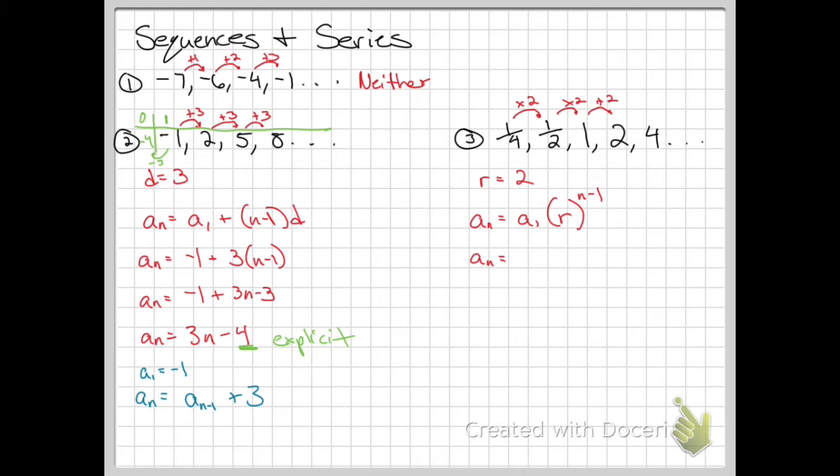So a_n is going to be, our first term is 1/4. We figured out r is 2, and it's always raised to the n minus 1. Again, that's the explicit formula. If I wanted the recursive, I know a_1 is 1/4. And for every term, you're going to take the previous term, a sub n minus 1, and then you're going to multiply it by 2. So maybe a better way to write this would be 2 times a_(n-1). That's our recursive.